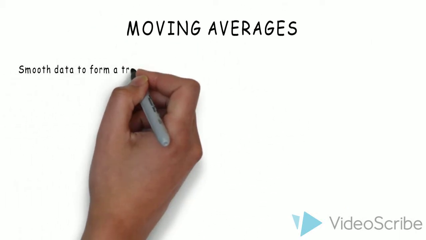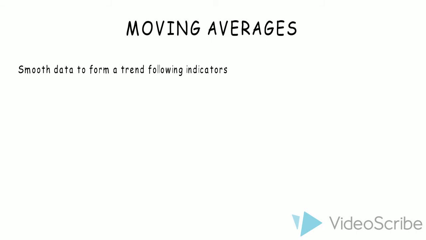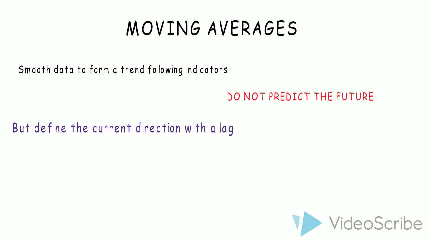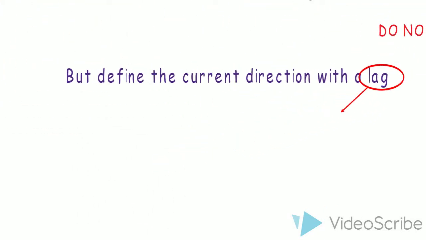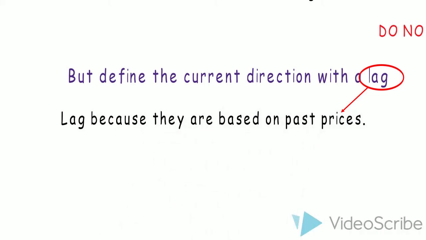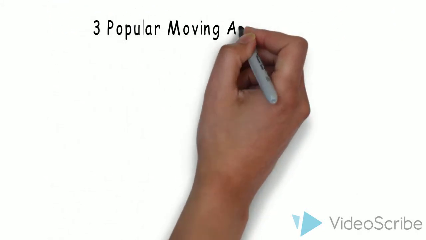Moving averages smooth the price data to form a trend-following indicator. They do not predict price direction, but rather define the current direction with a lag. Moving averages lag because they are based on past prices. Despite this lag, moving averages help smooth price action and filter out the noise.